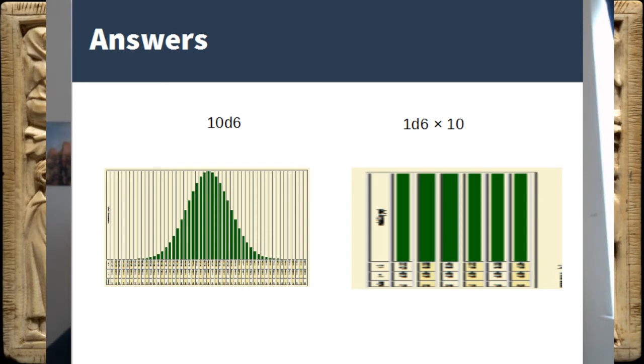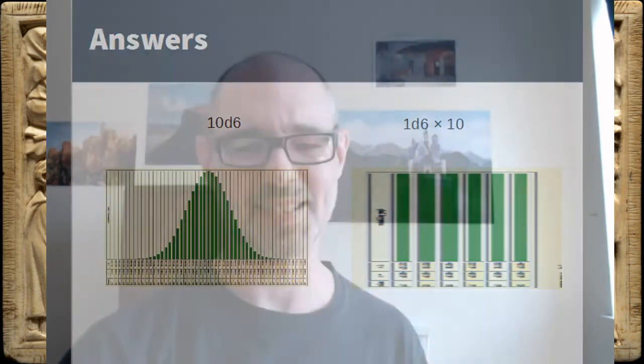But anyway, the short story is it's a lot easier to be far away with the 1d6 times 10. With the 10d6, you're almost guaranteed to be very close to the central value of 35 in this case. So I think that's the trickiest question that I was going to throw out today. Feel free to send a comment about whether that was obvious to you or whether you were surprised by that.